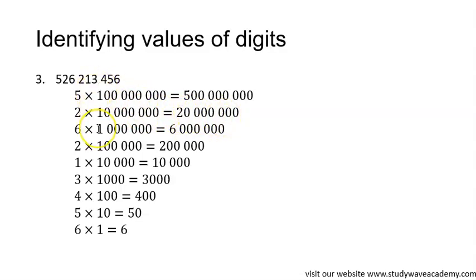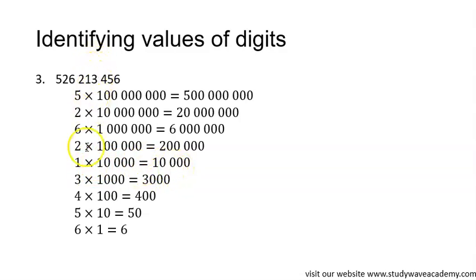Then the next digit 6 is in the millions place, so it's 6 times 1 million, which is going to give you 6 million. The next digit is 2, which is in the 100,000 place. It's going to give you 2 times 100,000, and it's going to give you 200,000. Okay. And the next digit 1 is in the 10,000 place, which is going to give you 1 times 10,000, and it's going to give you 10,000.